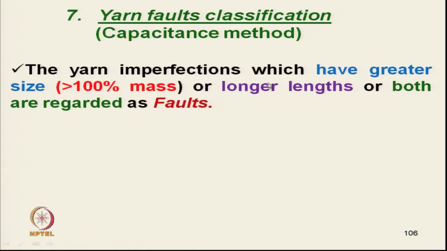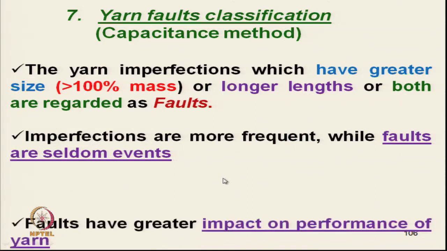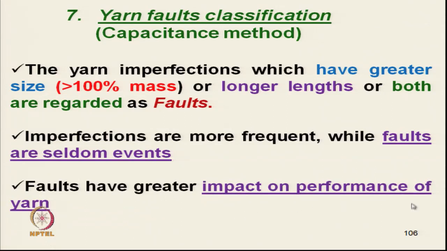Yarn imperfections which are greater in size, more than 100% of the mass, and longer in length, or both, are classified as faults, but the imperfections are less than that, and the lengthwise imperfections are smaller. Imperfections are more frequent, while faults are seldom events. Faults have greater impact on the performance or appearance of yarn.